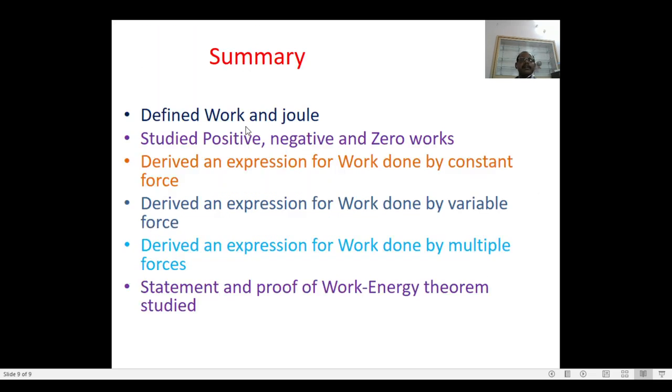Summary. So far I have defined work and its unit of work, joule, studied positive, negative and zero works, derived the expression for work done by a constant force, derived the expression for work done by a variable force, and derived an expression for work done by multiple forces. The statement and proof of the work energy theorem was studied.